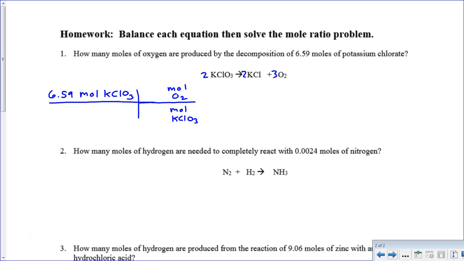If you look at the ratio here, basically the coefficients in that balanced equation are what go in front of here. So in front of KClO3, up in the balanced equation, we have a 2. So we know there's 2 moles of KClO3 for every 3 moles of O2 because there was a 3 in front of the O2 in the balanced chemical equation. So whatever's in front of it in the balanced chemical equation, that's what's in front of it in the conversion table when we're talking about that mole ratio. So you multiply those out and you get 9.89 moles of O2. 3 sig figs on this one.